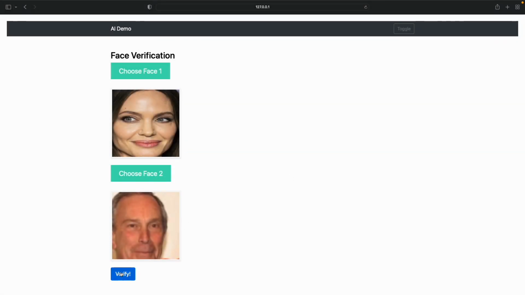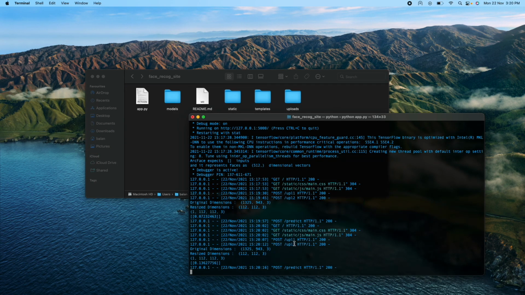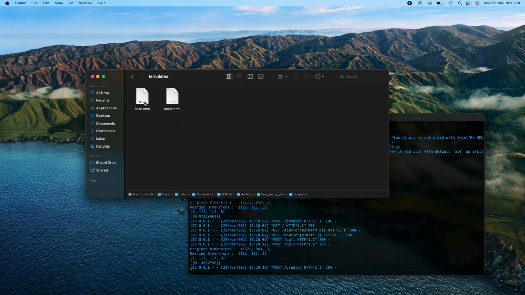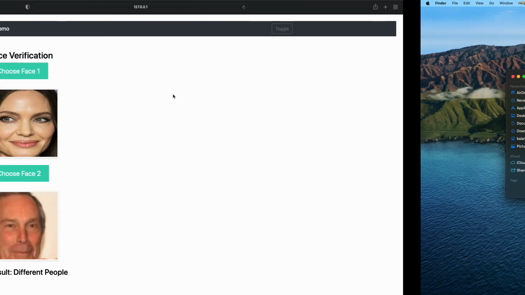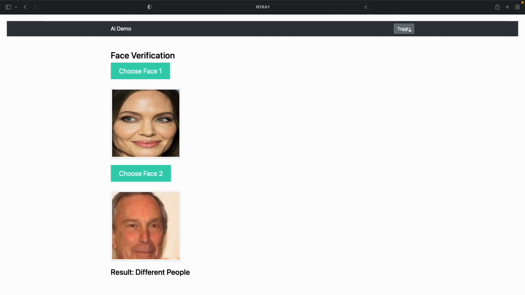Even if it is an image of different dimensions, say not 112 by 112, it resizes it in the pre-processing before it actually processes it and gives out the result. They are different people, and it gives different people as output. So it works pretty well as expected. And the templates have the base and the index. Just to make it cool, we also added this toggle thing.